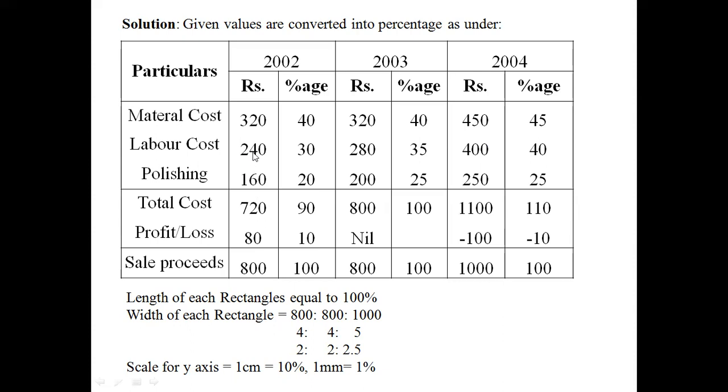Next similarly 440 divided by 800 into 100, 30%, 160 divided by 800 into 100, that is equal to 20, total cost is equal to 90, profit 80%, 80 rupees. Compared to 100 for 800, it is 10 rupees profit. Similarly here 320 divided by 800, 40%, 35%, 25%, total cost is equal to 100, take the total, that is equal to 100, so therefore no loss, no gain.